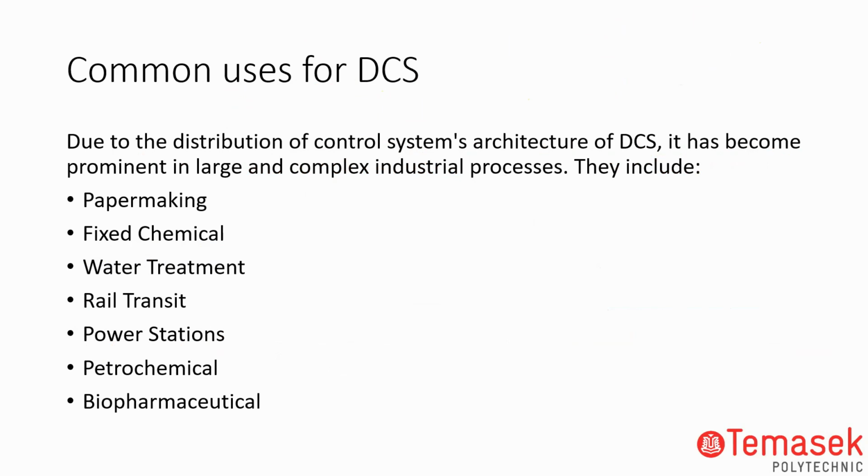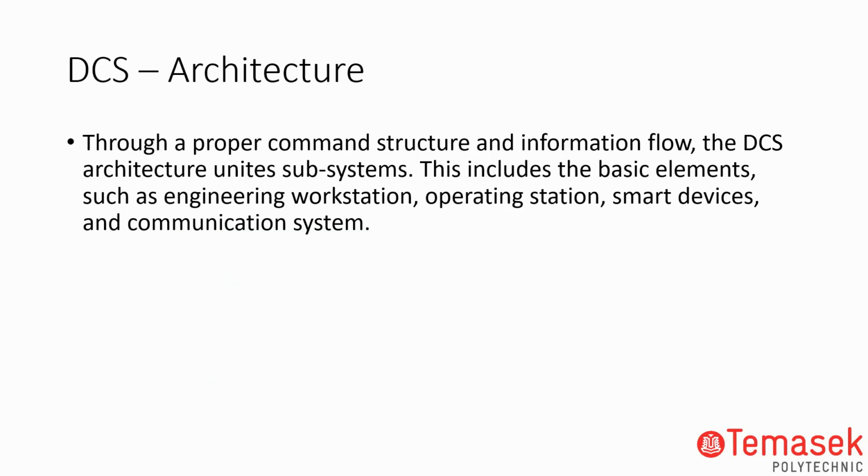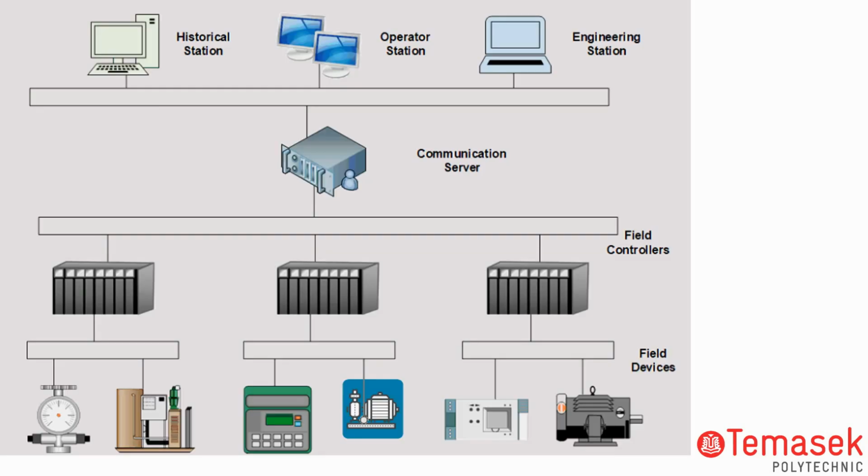Then what are the common uses of this DCS? These are some of them: chemical, water treatment, rail transit, power station, petrochemical, pharmaceutical. Then in terms of architecture, let's take a look. They have some of these: general workstation, operating system, smart device, and communication. So this is how it looks for a DCS system. You can see there are several controllers, and they control many devices underneath them. So there's a hierarchical system underneath here.